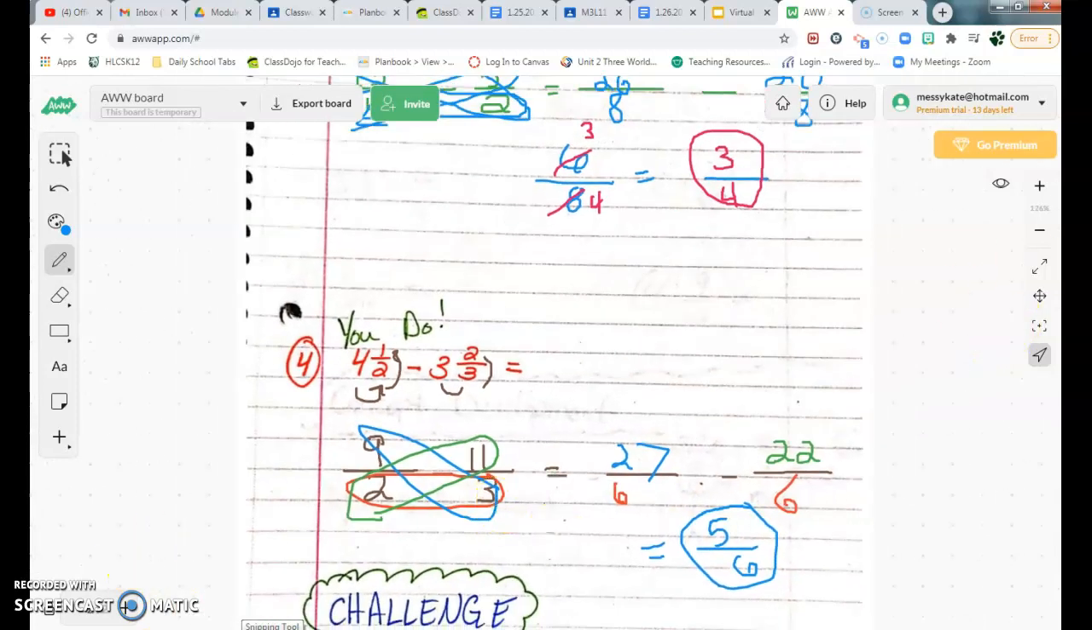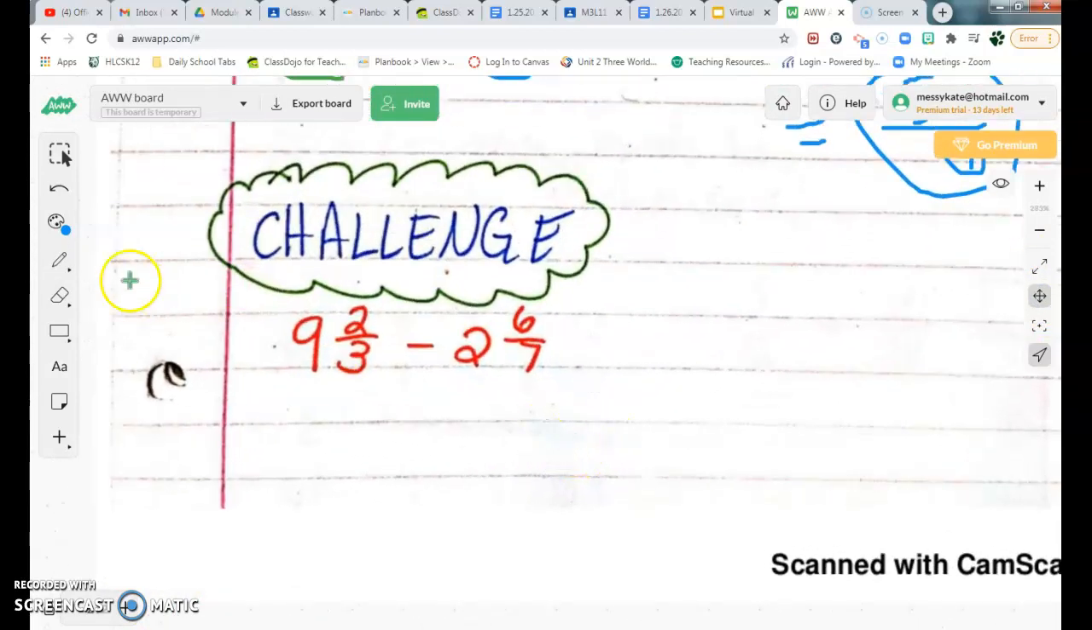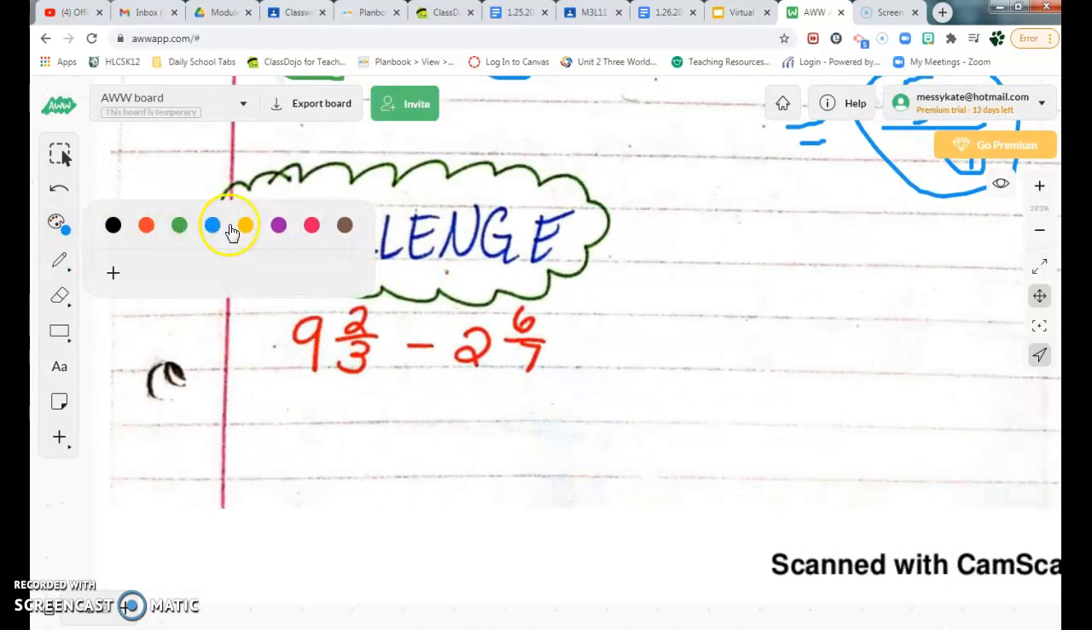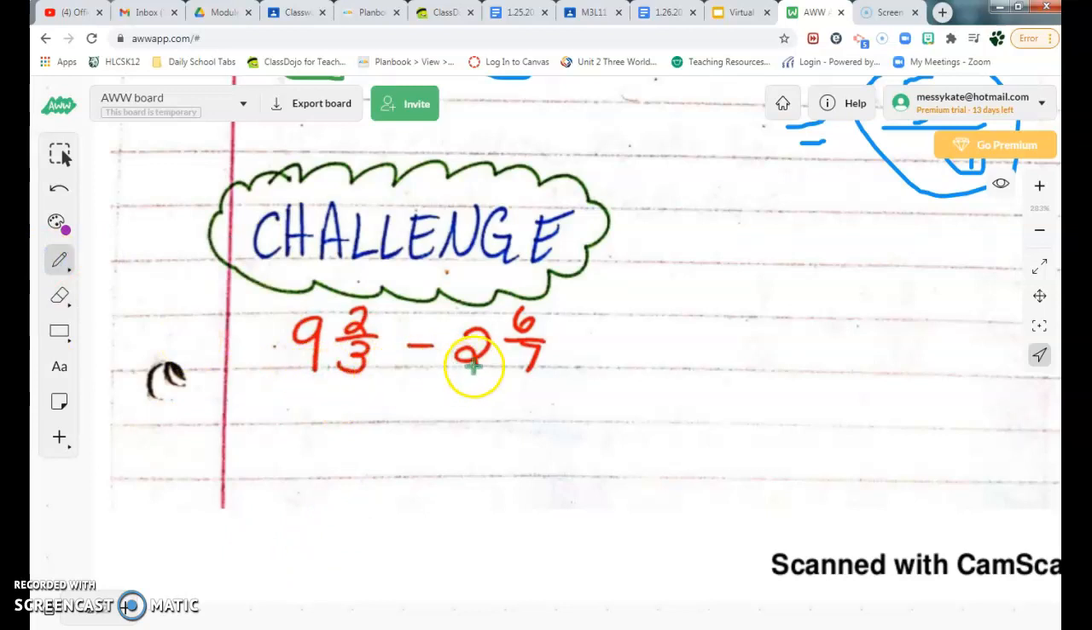All right, scrolling down to my challenge problem. This one's going to be a little bit larger to work on. So we're going to work on this one together. All righty. It's 9 2/3 minus 2 6/7. 9 times 3 is 27. 27 plus 2 is 29. So I've got 29 over 3.